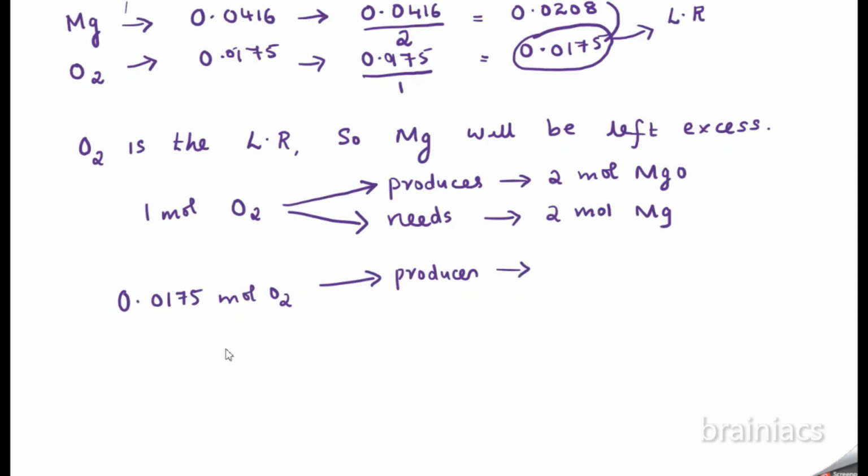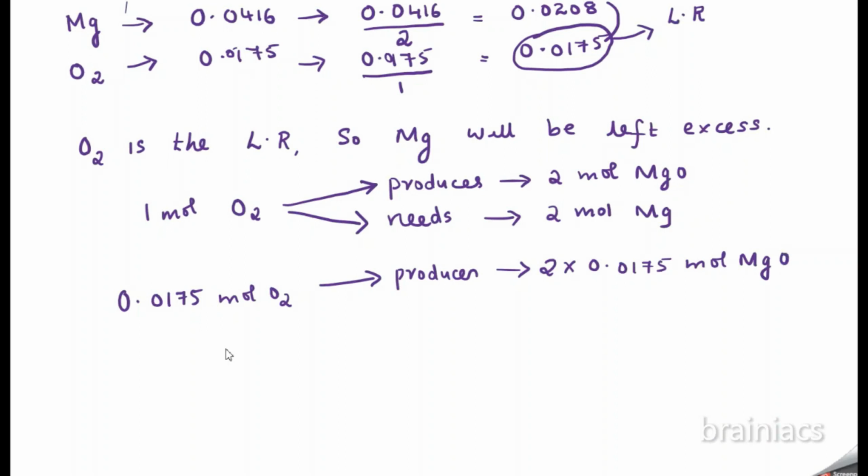0.0175 mole of O2 produces... So we know that 1 mole O2 is producing 2 mole. So 0.0175 mole O2 means what? You need to multiply 1 with the 0.0175. So if you are multiplying here, multiply on the right hand side also. So you can multiply 2 into 0.0175 mole magnesium oxide will be produced.